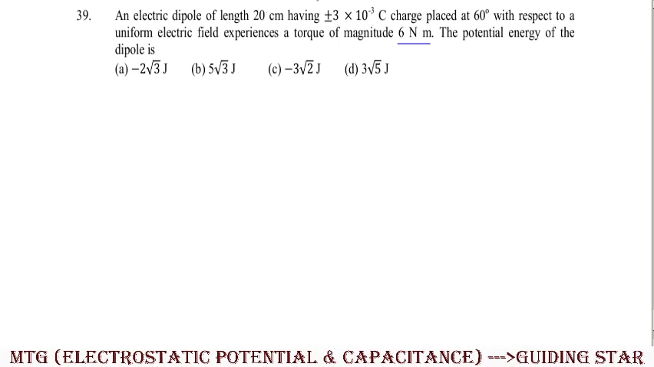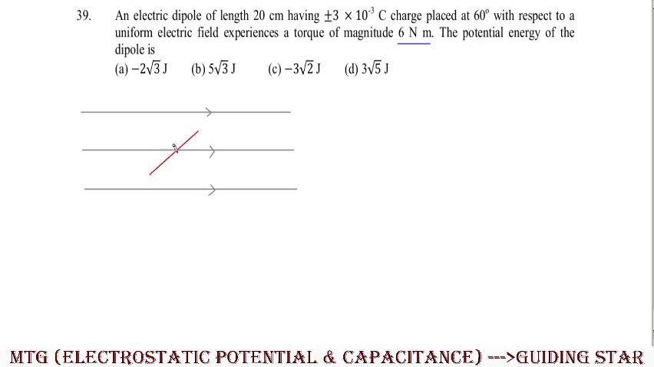here what they're saying is that there is a uniform electric field which is present. Assume these are all uniform electric fields directed towards x, and there is a dipole which is present over here. Suppose this is the dipole. Here, if it is the dipole, how much angle does it make? It makes an angle of 60 degree. Clear?